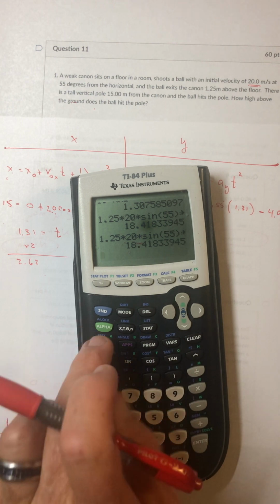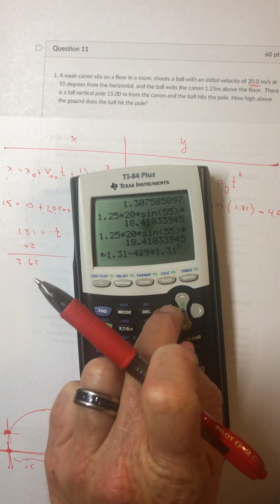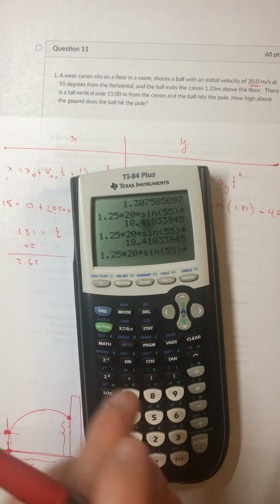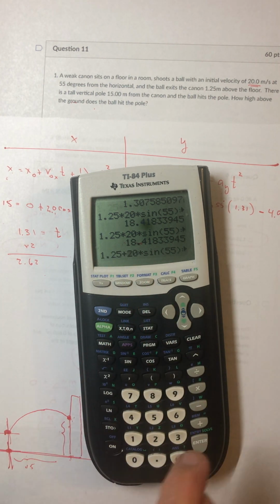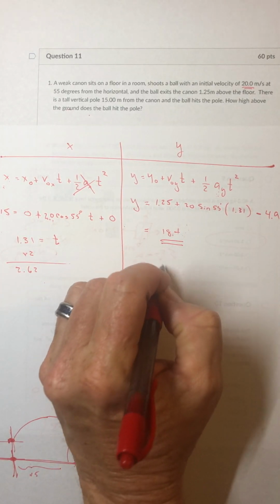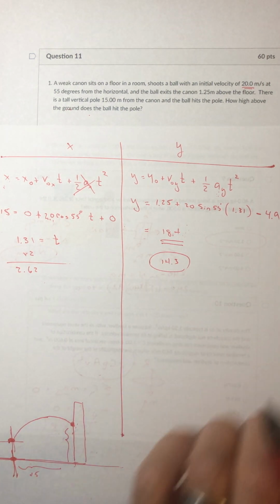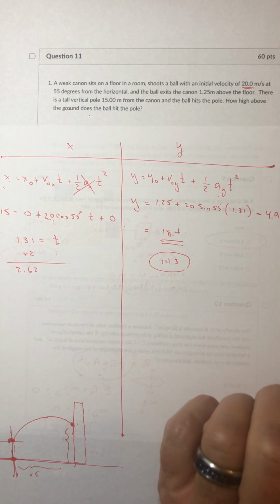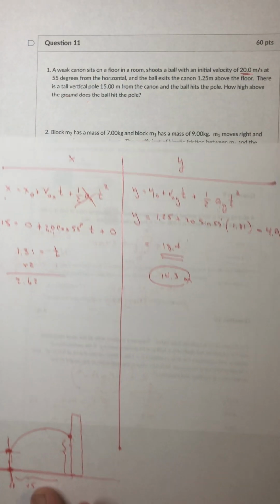Let's do this. Let's clear that line. Let's go re-enter. There it is right there. That should be a plus. 1.25 plus, okay, yeah. That's what I set it up for. 14.3. Nice. That sounds familiar. Okay, so 14.3 meters. Good.